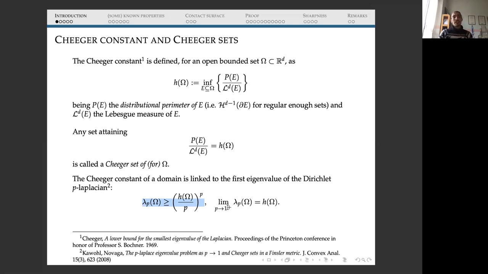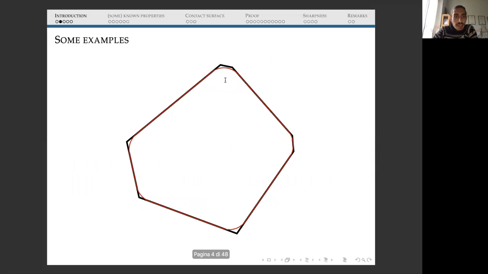Okay, so it's a geometric quantity now. It no longer has to do with eigenfunctions. So we look at this ratio and we want to minimize it. Just to let you understand what we are talking about, here is one example of an ambient space omega, the dark one, so the container, and the red one is the Cheeger set.